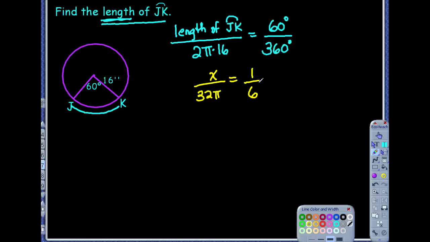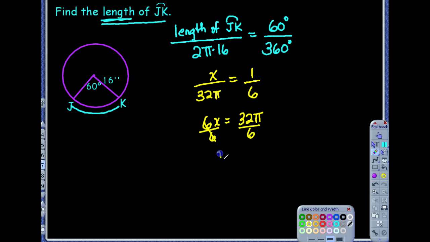All right, so now we can just cross multiply, right? And guys, I'm not going to type in 32 pi in my calculator. I'm going to leave everything exact, and then we'll talk about if we're going to round or not. So we're going to do 6 times x equals 32 pi. Notice I didn't even have to touch the calculator. And then I'm going to divide each side by 6.